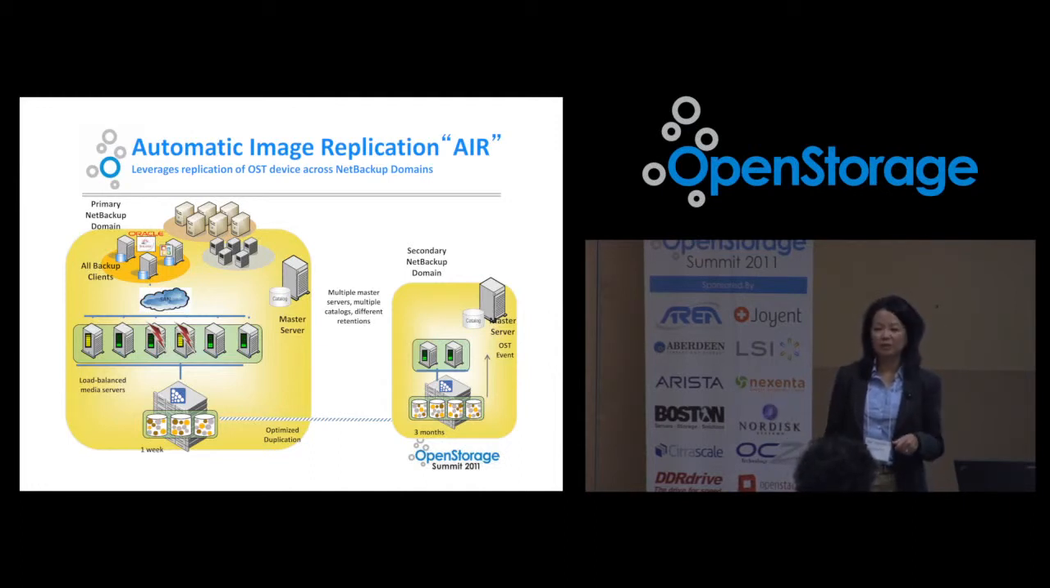With auto image replication, we're telling the storage server, hey, I have that data set to replicate, and I want you to import it into the secondary domain. So that master server at the secondary domain is importing all that metadata whenever that occurs. And so when you have a disaster, you can immediately start your recovery. You no longer have to import all the images before you start that recovery.